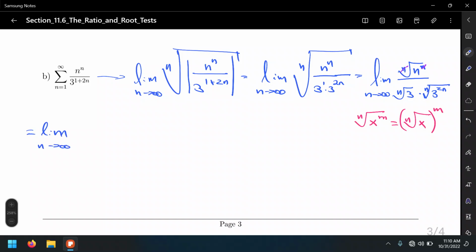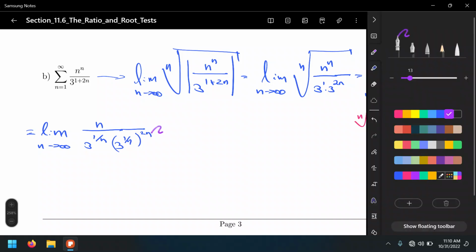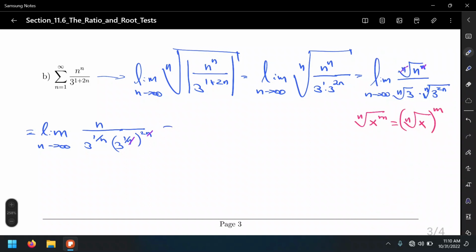As n approaches infinity, so that's going to be n over, this is 3 to the 1 over n, and this will be 3 to the 1 over n, that's the radical, and to the 2n. And in this case, I think it's easier to see how we can cancel these n powers here. And this becomes a limit as n approaches infinity of n over 3 to the 1 over n, and 3 squared, that's going to be a 9. So at this point, we should evaluate the limit?